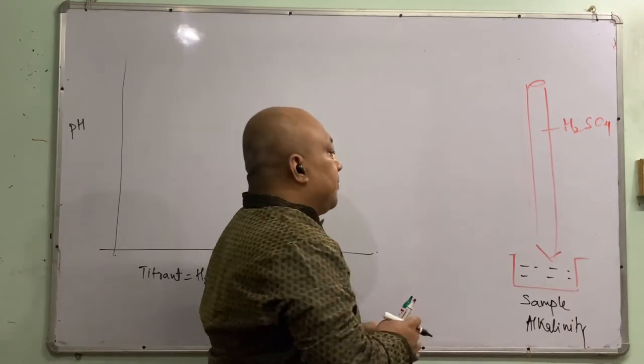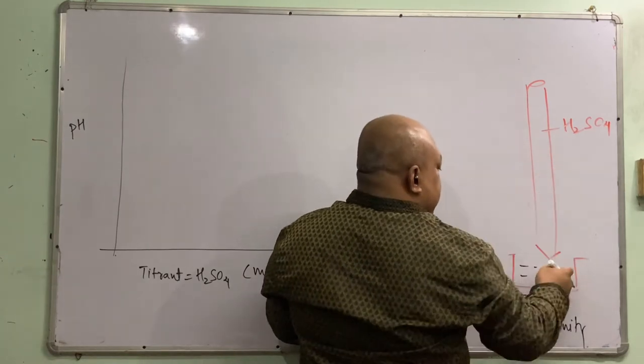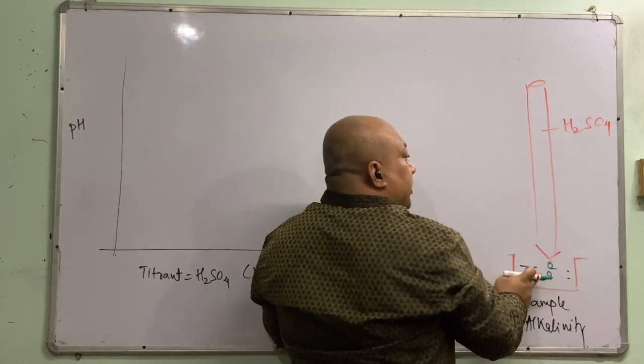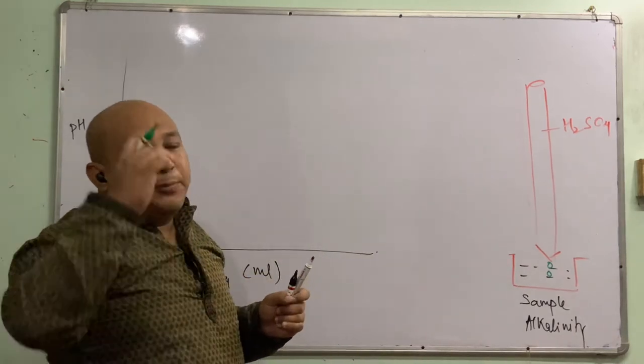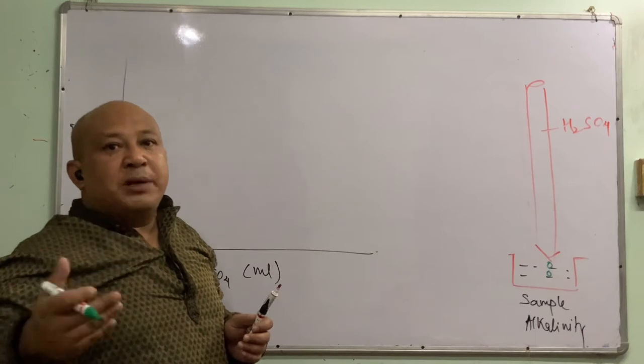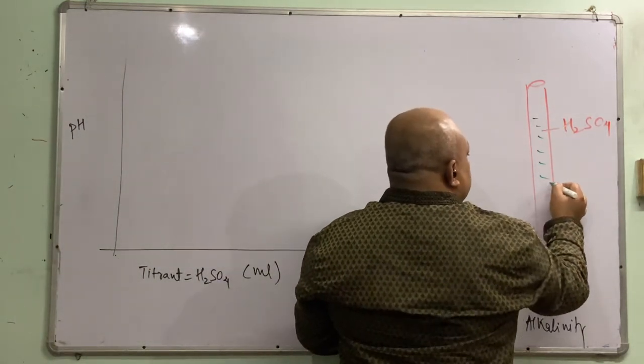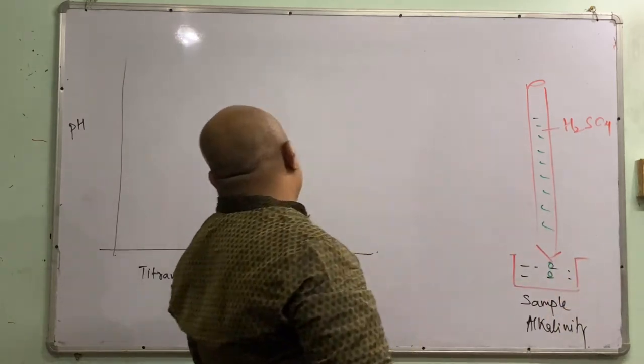What happens is, the moment you put drops of this sulfuric acid, the pH will keep on decreasing. Am I correct? The pH will keep on decreasing, because the more and more acid you add, it's going to become acidic. So this titration is going on right now. This sulfuric acid, drop by drop, we are putting it and we are doing the estimation.